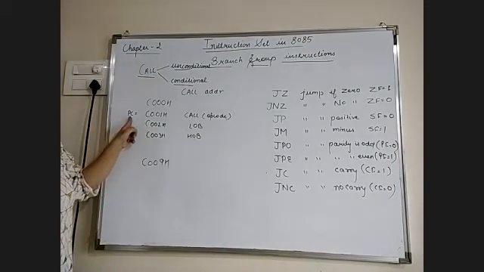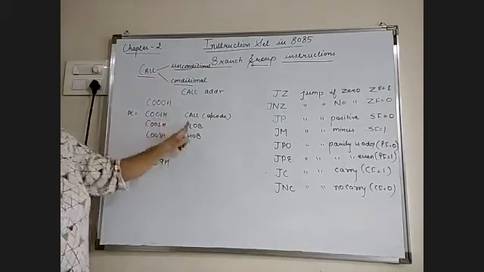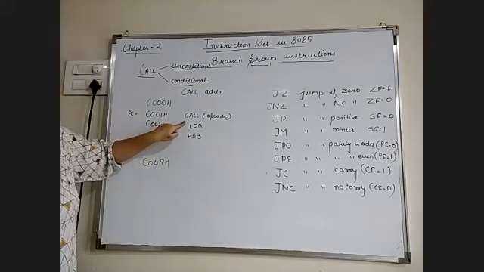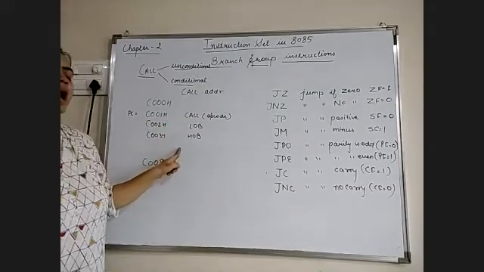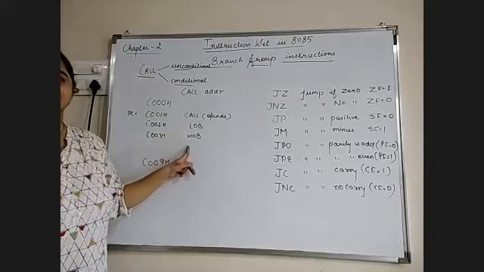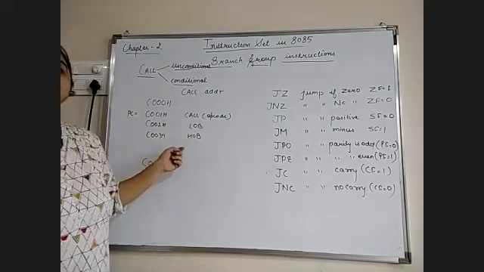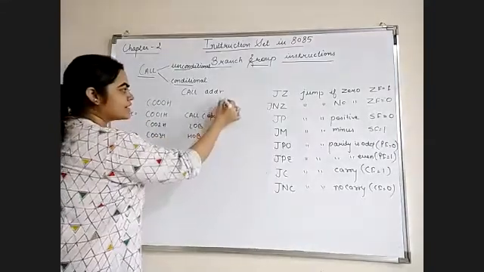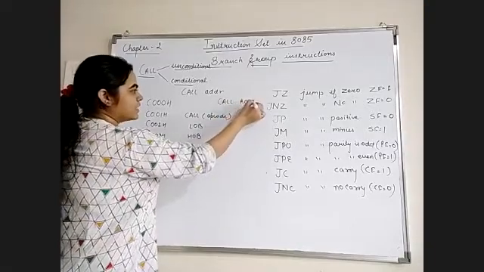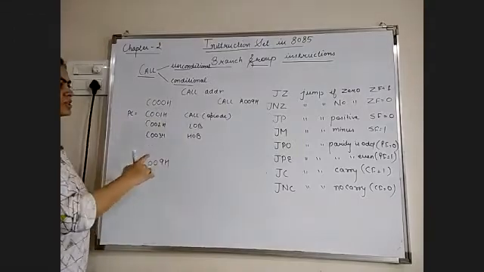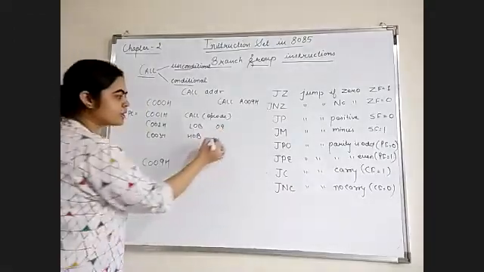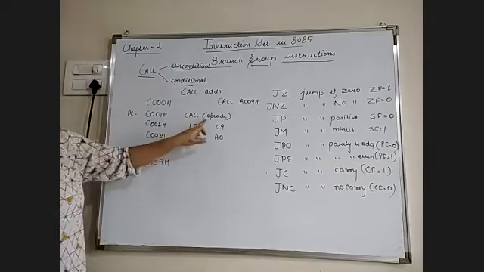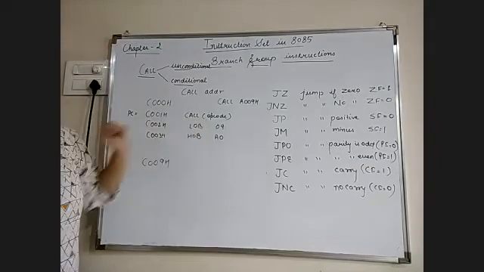Suppose currently the program counter is at this memory location, and here we have a call instruction. Once this instruction is fetched by the microprocessor, it will decode and then execute it. This instruction means the microprocessor will jump to the memory location specified here. Suppose we have an example: call A009H. So the lower order byte, that is 09, is stored here, and the higher order byte is stored at this memory location.